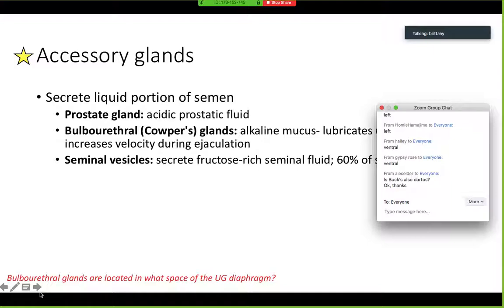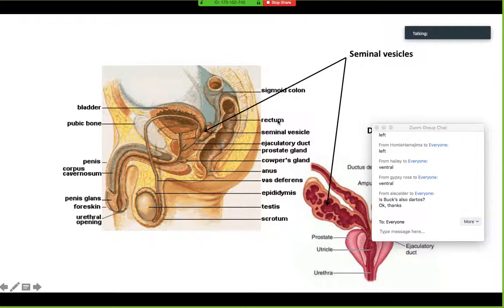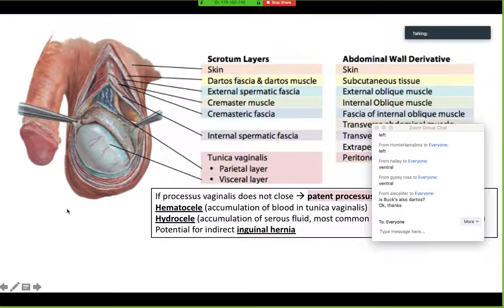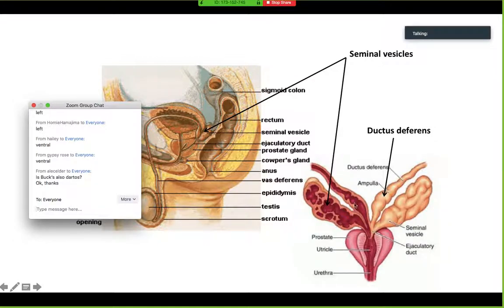Okay, and then again in the deep space. Oh, there it is. All right. So they might tag this in the donor or they might tag this on the body. Make sure you know the difference between ductus deferens and seminal vesicle. That was my main point in including this slide.